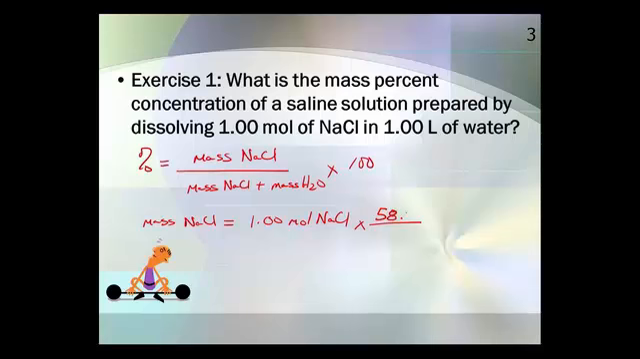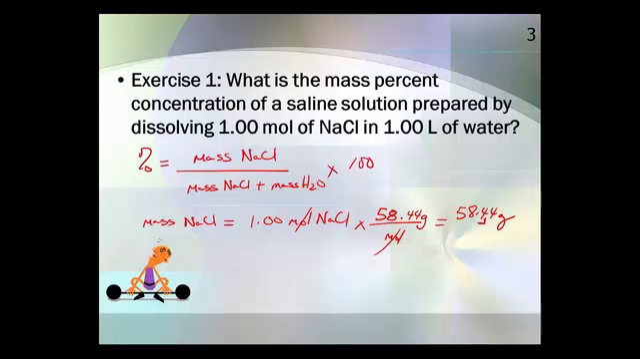For a total of 58.44 grams over moles. So our moles cancel, and we've got a mass of 58.44 grams for sodium chloride. Notice the significant figures. We have 3 sig figs, so we should mark this mass with 3 significant figures. But you don't want to round it until the end.